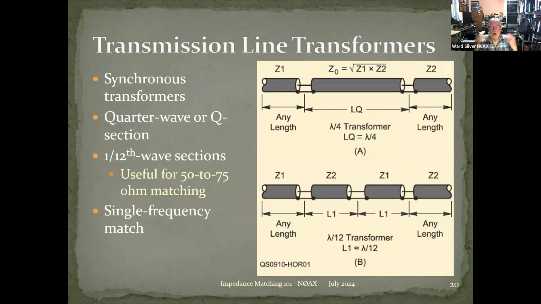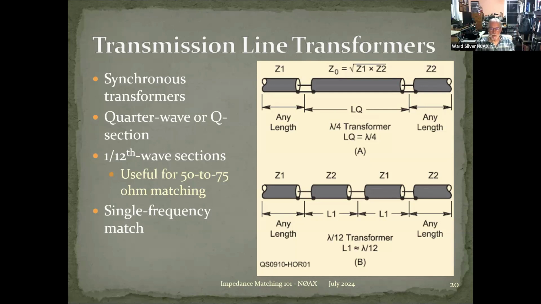Well, if I just hook it up, I'm going to have an SWR of about 1.5 to 1. And I don't really want that because I don't want to lose transmitter power. I want the maximum sensitivity. So as it turns out, you can cut 2 short pieces, 1/12 of a wavelength long, and hook them in series. That's what's described down here. And voila, you've got a match.